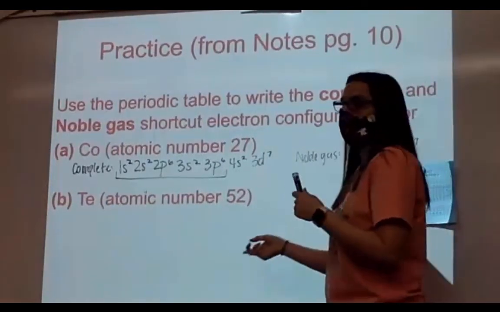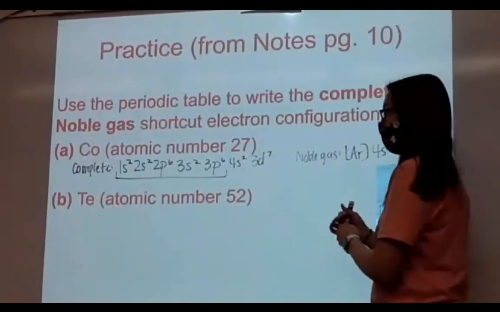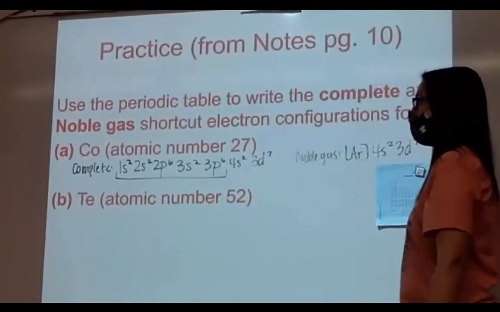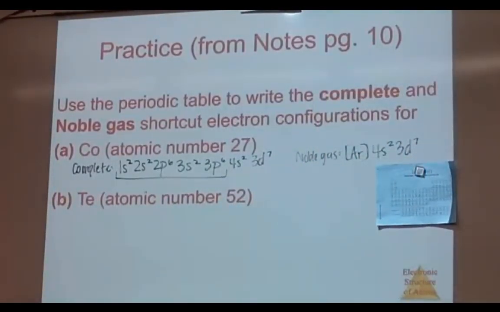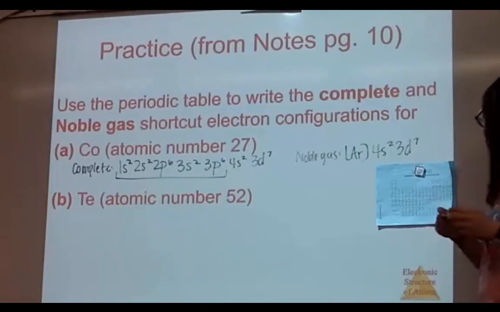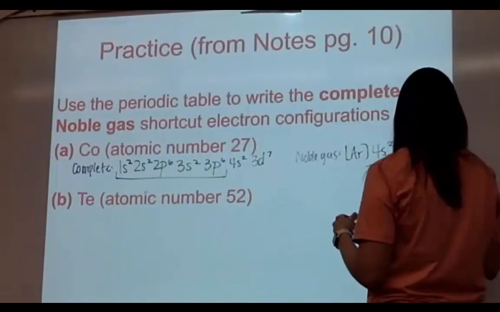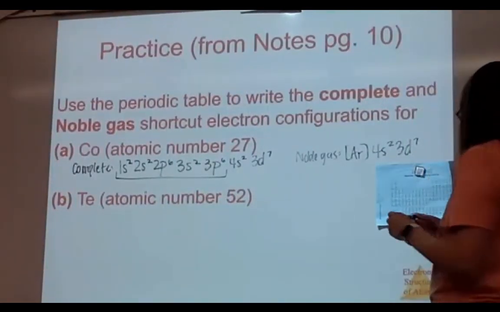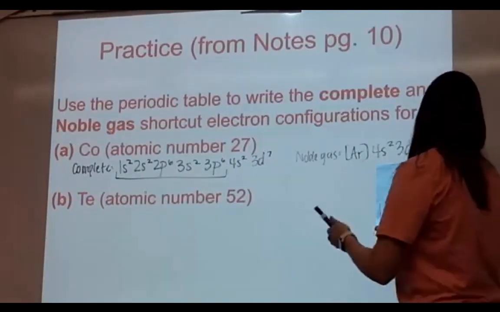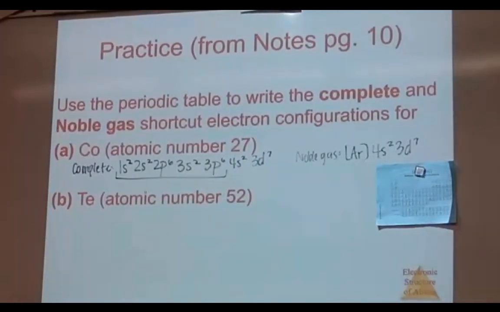See if you can go through and do the complete configuration for Te. If you want to turn around and talk to people around you, you can. Find tellurium, which has the atomic number of 52. See if you can write the configuration. We're not quite getting down into the f block yet.